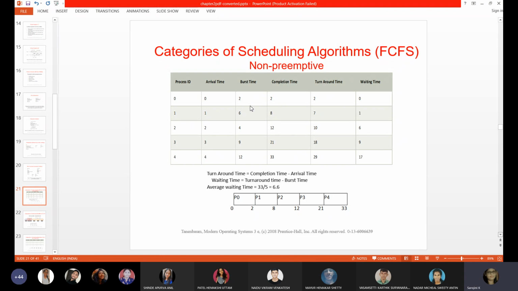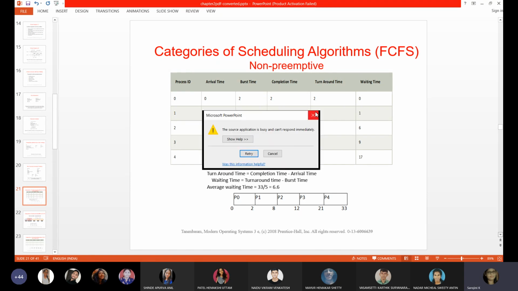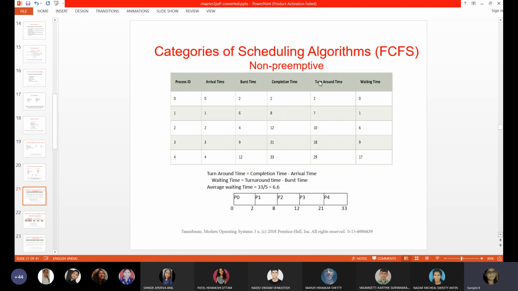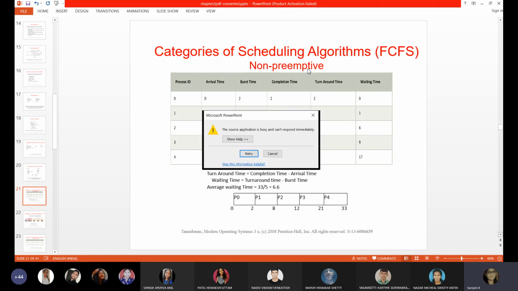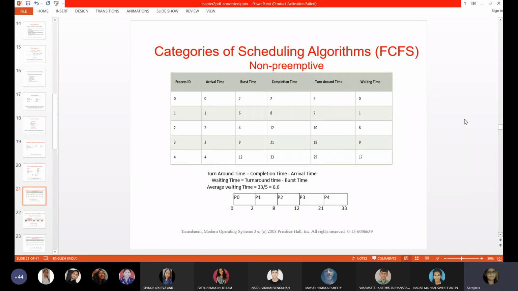Okay, we will just speed up. Completion time: by seeing the Gantt chart, you will just put it in. And then turnaround time. Turnaround time is nothing but completion time minus arrival time, that is, when the process completed minus arrival time. Okay, that is turnaround time.